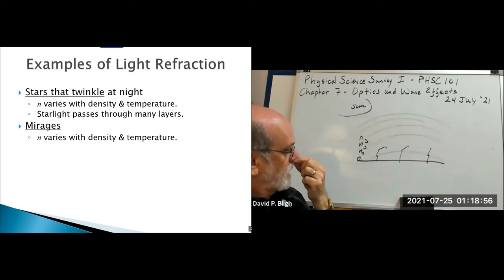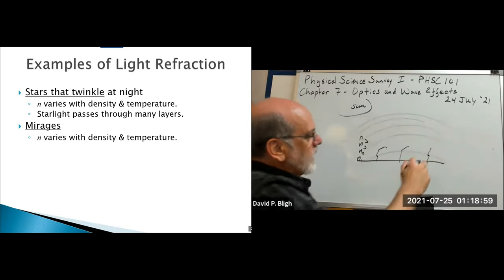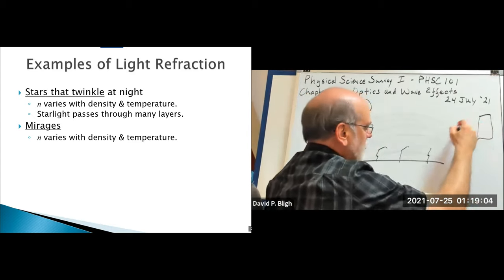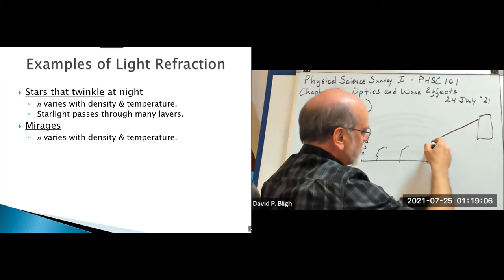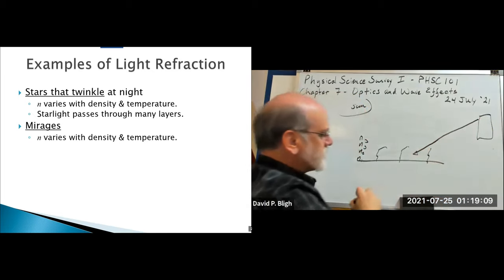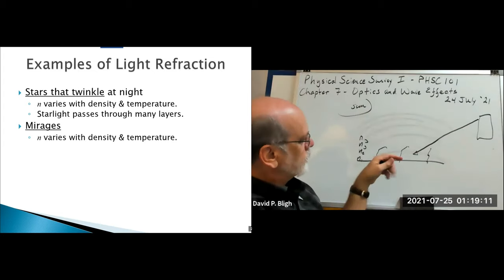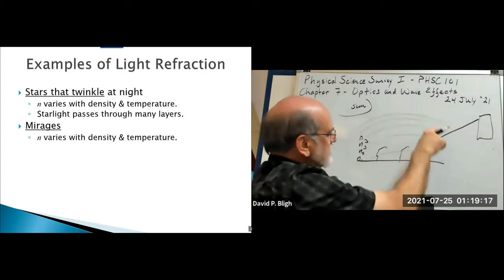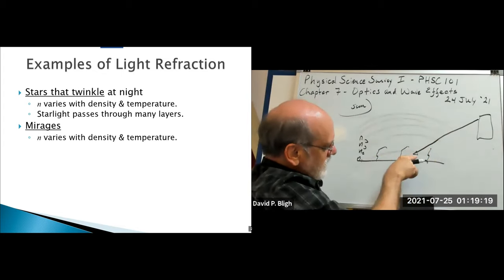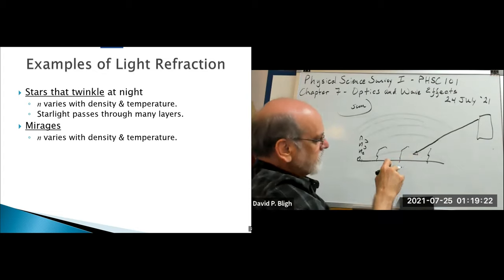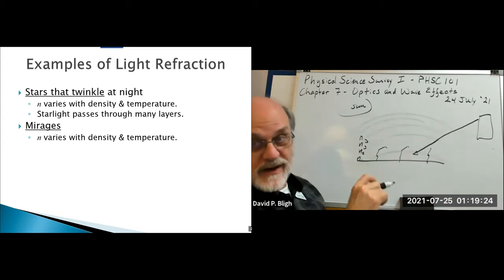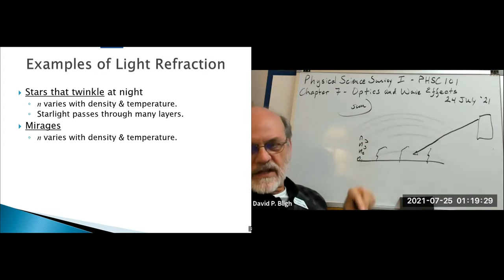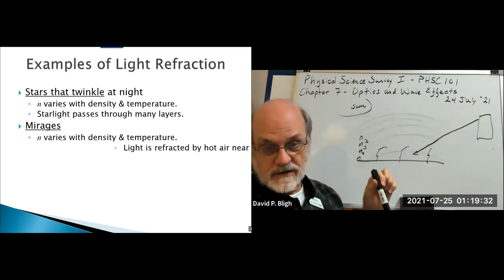So what happens? Well, if something out here is sending a light beam here, what's it going to do? It goes from the less dense to the more dense, actually it gets less and less dense this way. It changes directions several times on its way. In fact, it's rather a continuous change in the index of refraction.